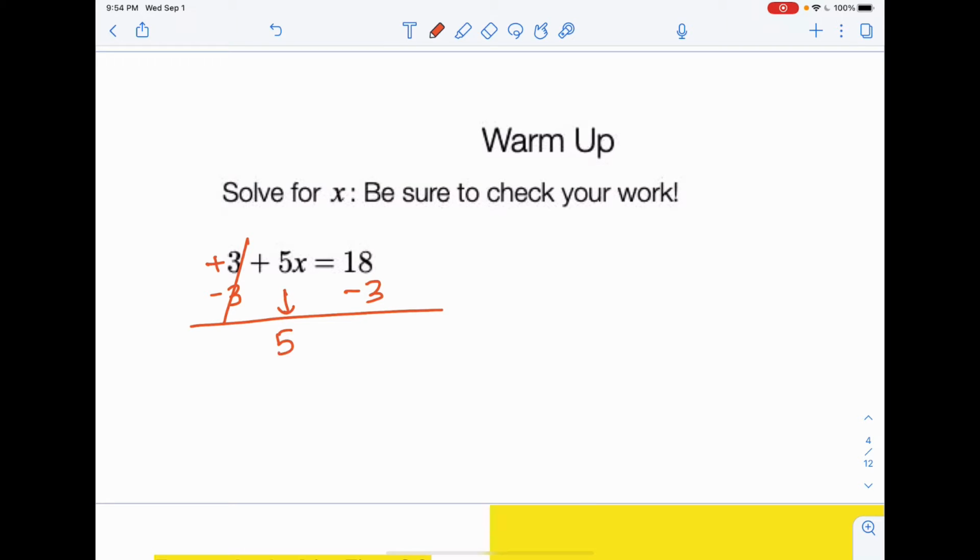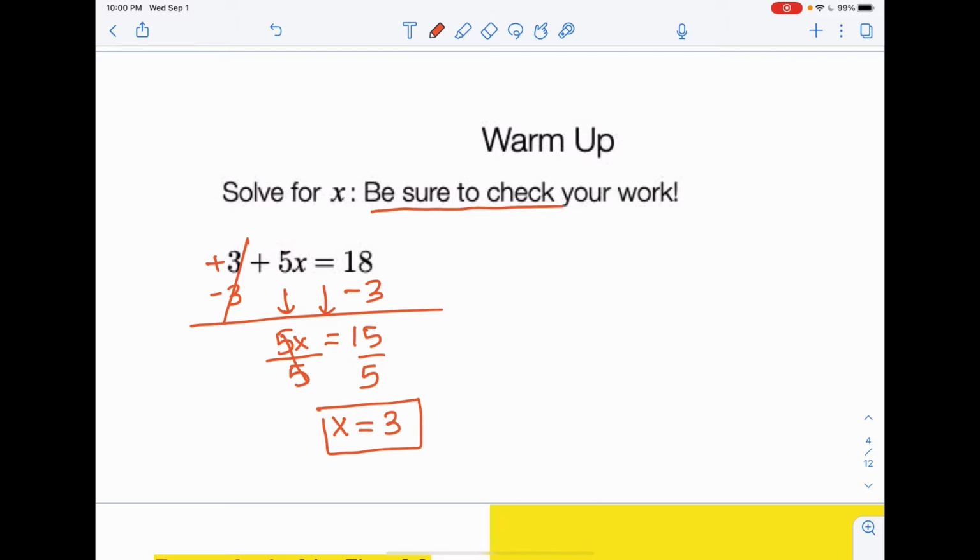Bring down everything left. If we divide both sides by 5, from here, x will be 3. Be sure to check your work. Let's rewrite the original equation, and let's substitute 3 for x.